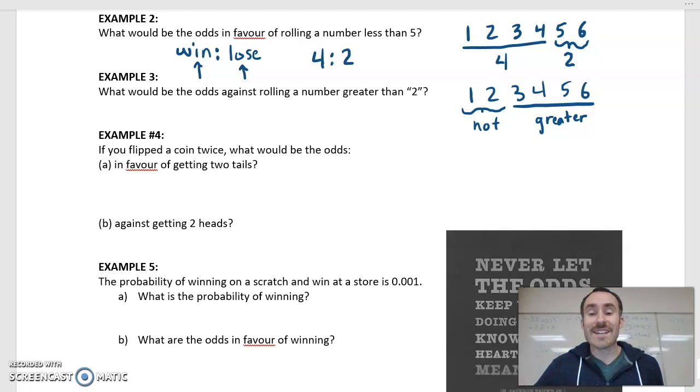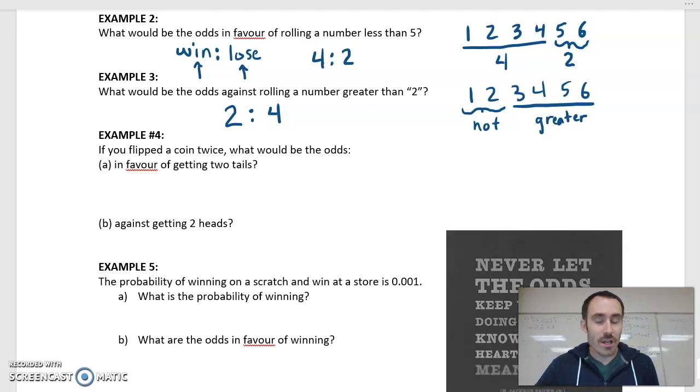So what would be the odds against rolling a number greater than 2? Okay, so we want to first put the losing outcomes, and then we want to put the winning outcomes. So we lose if we don't get a number greater than 2. Okay, so 2 outcomes are losers, and 4 outcomes are winners. Getting a number greater than 2 is a winner. Not getting a number greater than 2 is a loser. So 2 outcomes are losing outcomes and 4 outcomes are winning outcomes.